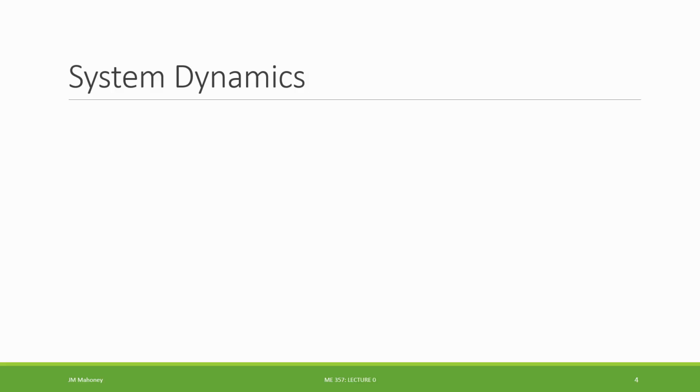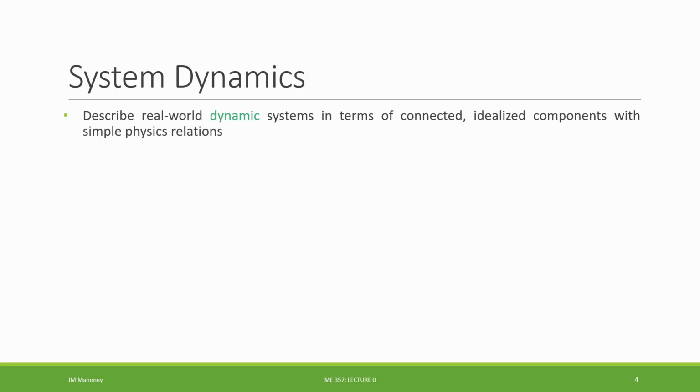So, system dynamics. What we're going to be doing in very general terms in a system dynamics course is we are trying to describe real-world dynamic systems in terms of these connected, idealized components with simple physics relations. Or it could be other types of relations. Mostly what we're going to be looking at are mechanical systems that are going to be put together with springs and masses and dampers. And we're going to see how these elements interact with each other.